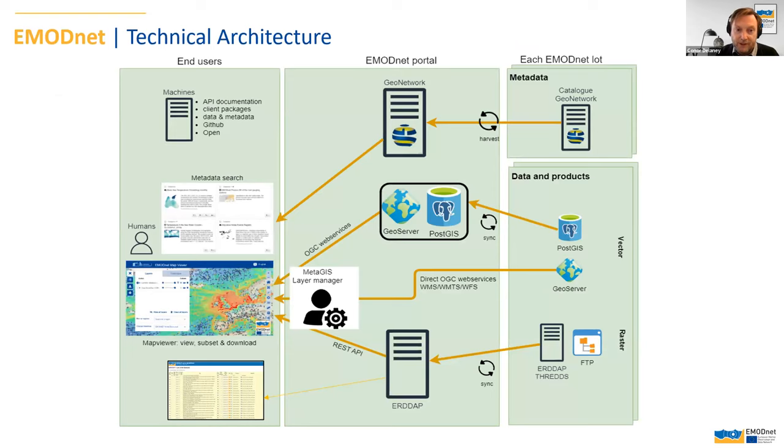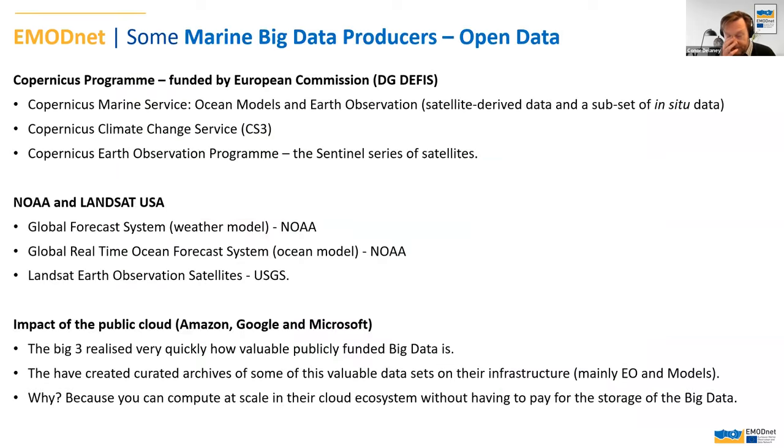And it's only through the use of services that we're able to do that. Now, coming back to digital twins, one of the things about digital twins, in my opinion, is that you need to have a lot of data to do processing, especially if you're using the newer approaches of machine learning to get some insights. Now, some of the big data producers producing open data is the Copernicus program. Obviously, our colleagues in Copernicus Marine are producing lots of big data.